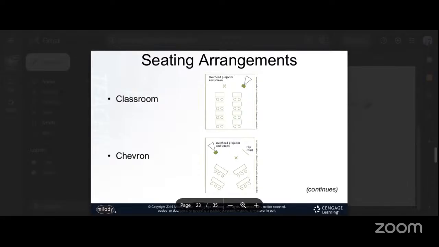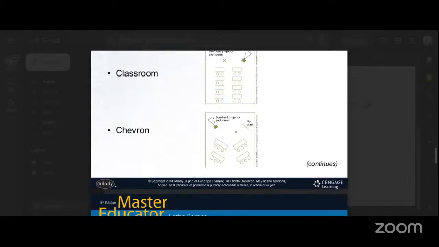Okay. A chevron style is more diagonal, gives a good flow, but also the same thing if you're going to be assigned seats. Just be very mindful of the audience that you carry.